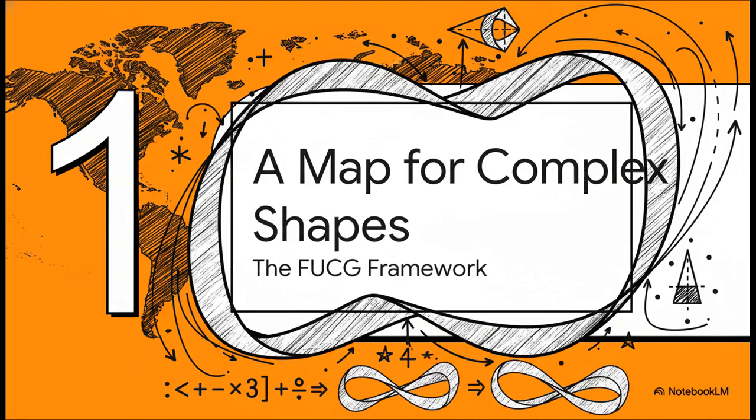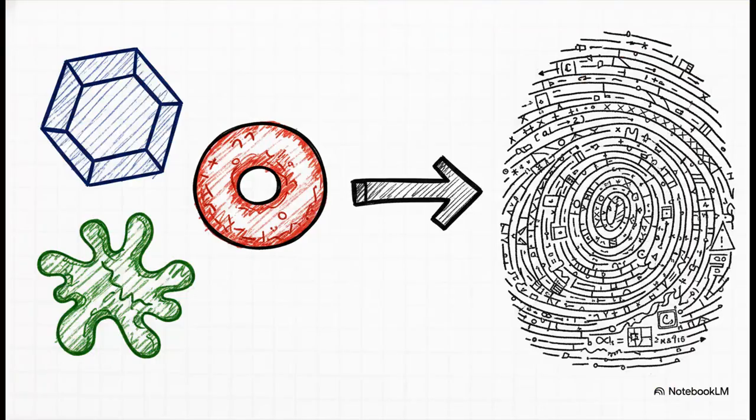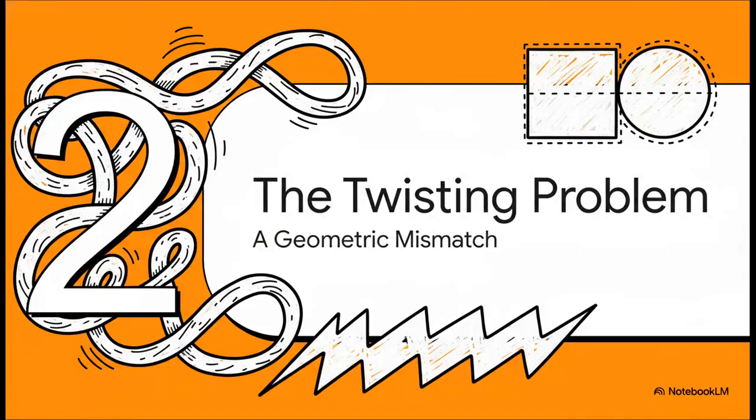Okay, first up, the map for complex shapes and what's called the FUCG framework. This is really the foundation for everything else we're going to talk about. Probably the best way to get your head around the FUCG framework is to think of it as a system for giving every complex geometric shape a unique mathematical fingerprint. We're talking about things called Kähler spin manifolds here. This fingerprint, which is technically called a spinorial complex, captures the shape's most essential properties. And that allows mathematicians to study them, to compare them, to really understand them. But this mapping tool isn't quite perfect.